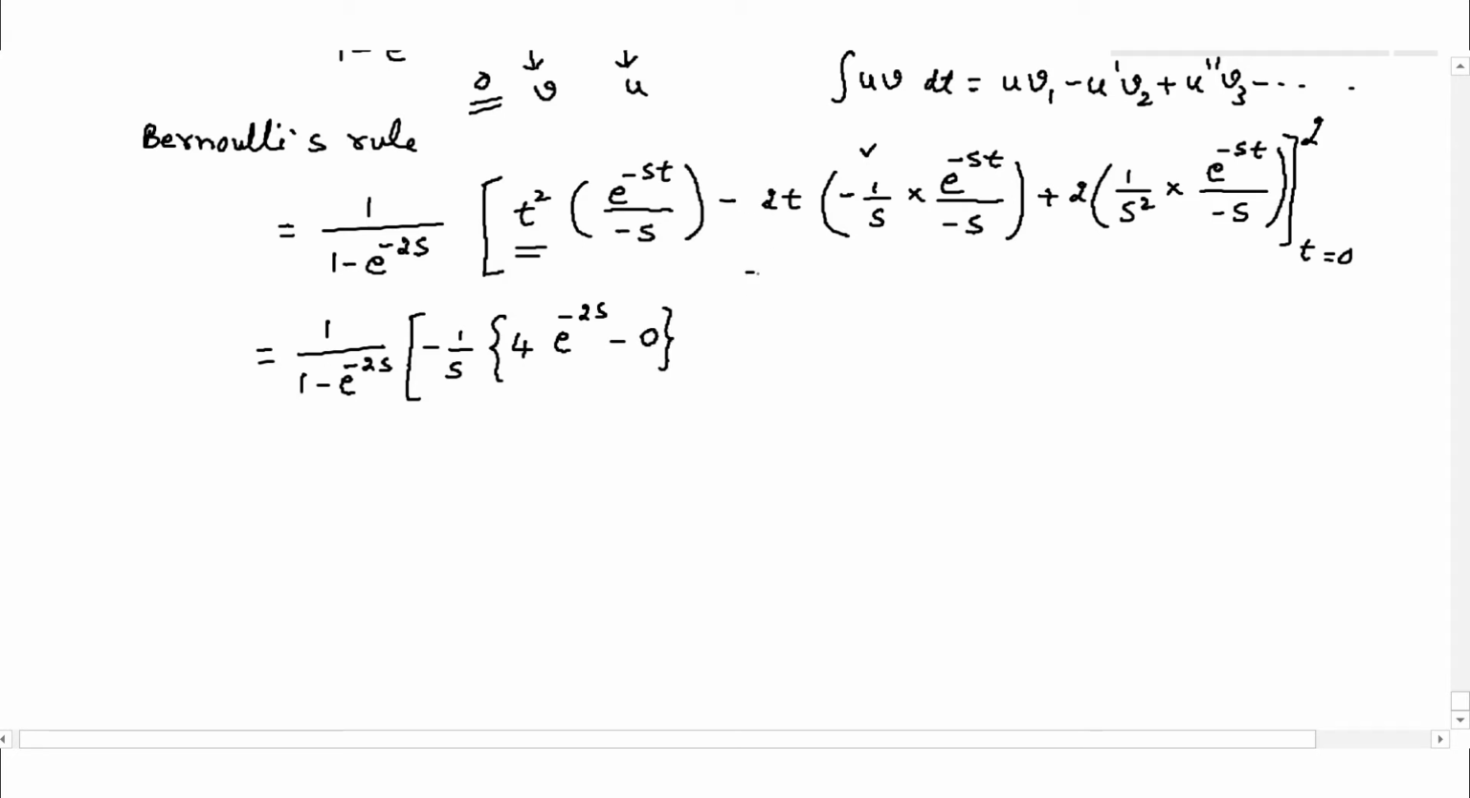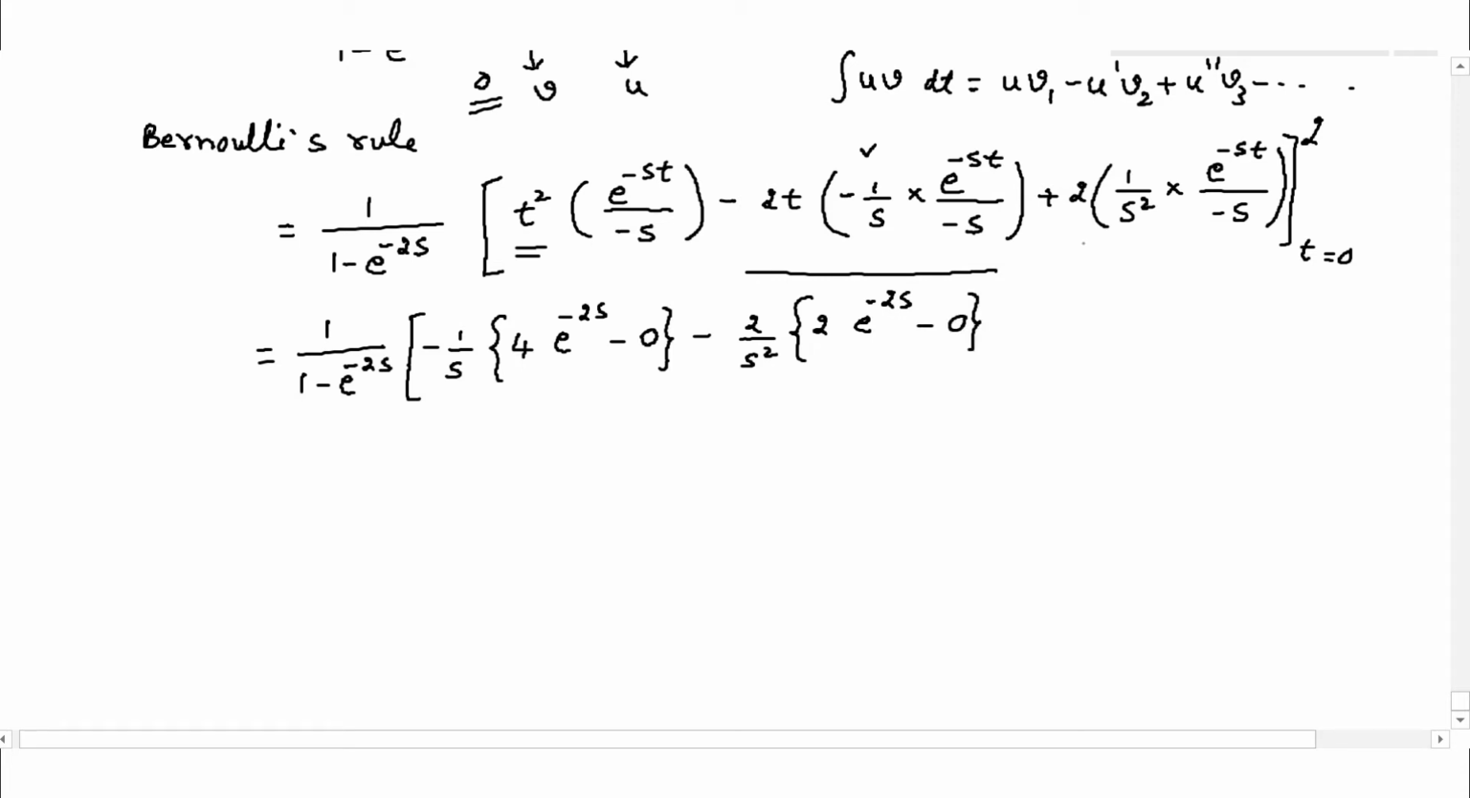In this term you can just multiply. Negative of negative will become positive. Positive of negative will become negative. So it is 2 by, in the denominator s into s will become s square. Now I need to apply the upper and lower limit values for t in e power of minus st. So t value will be 2, it is e power of minus 2s, minus the lower limit value for t, which is 0. So 0 into anything will be 0 itself.